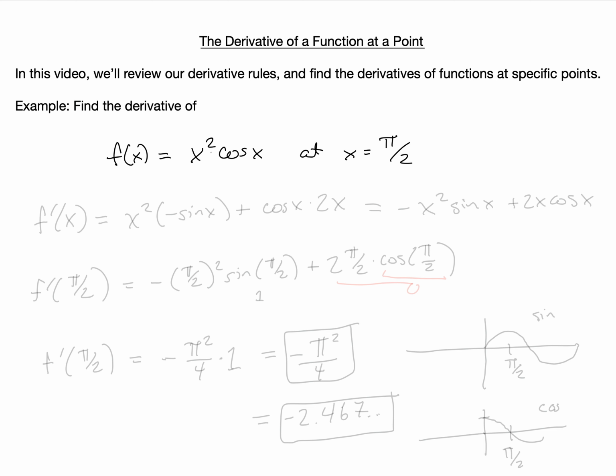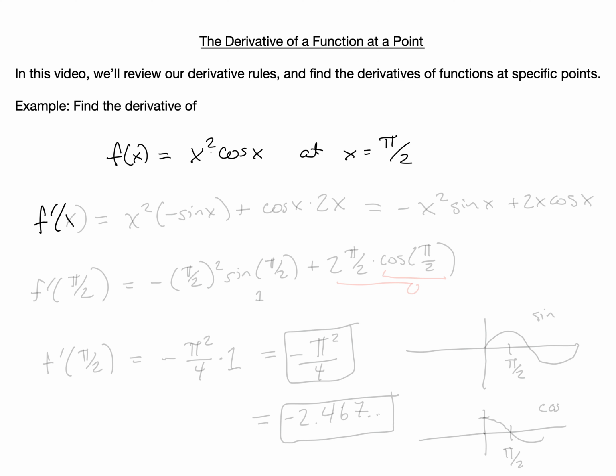In this video, we'll talk about finding the derivative of a function at a point. We'll also review our previous derivative rules in this video. So suppose we want to find the derivative of f of x equals x squared times cosine of x at the point x equals pi over 2. So we're simply going to take our first derivative and then plug in the value x equals pi over 2.